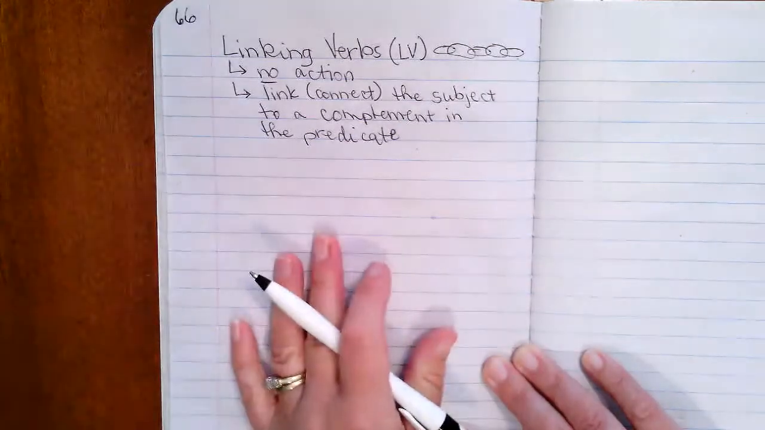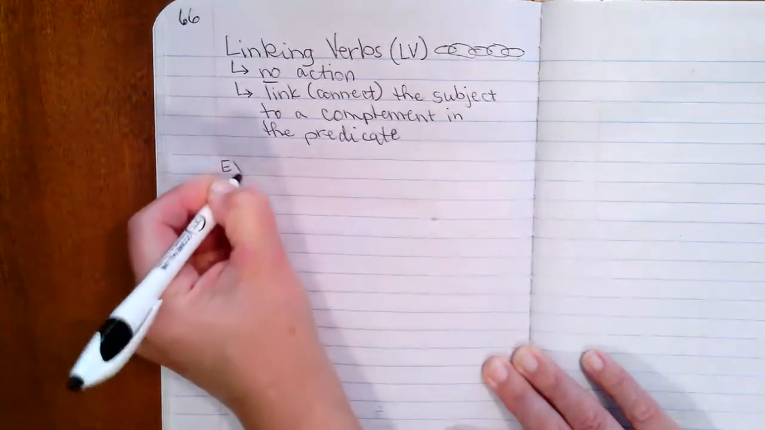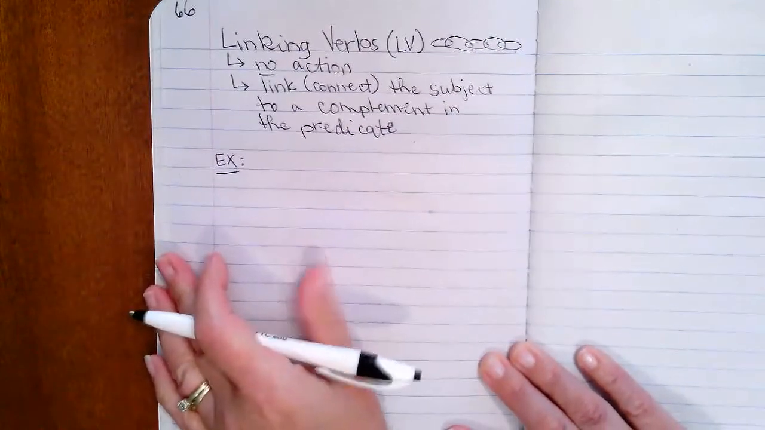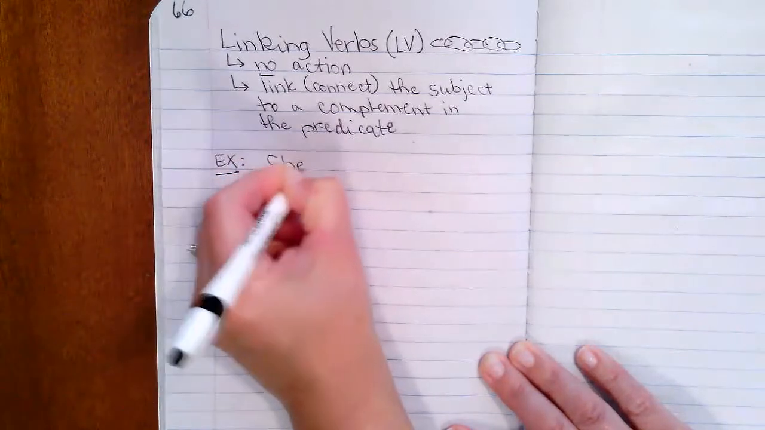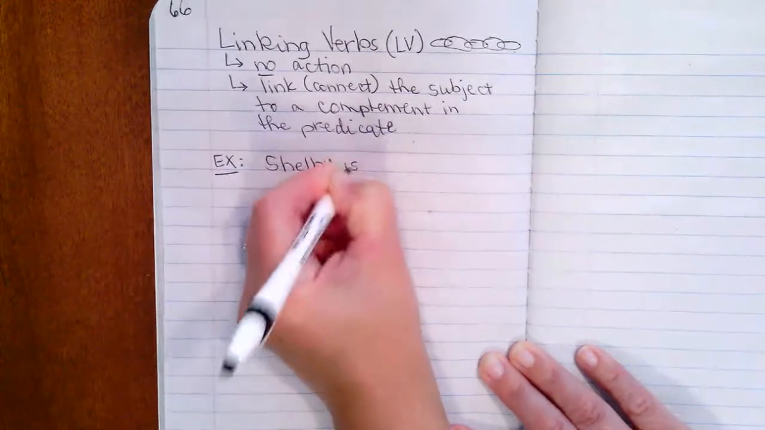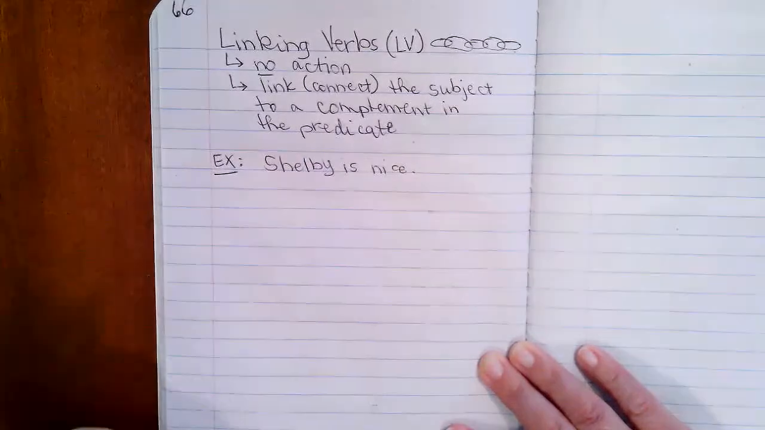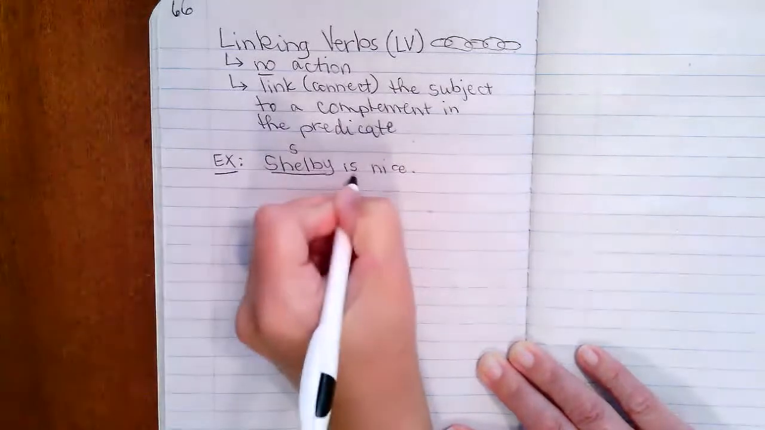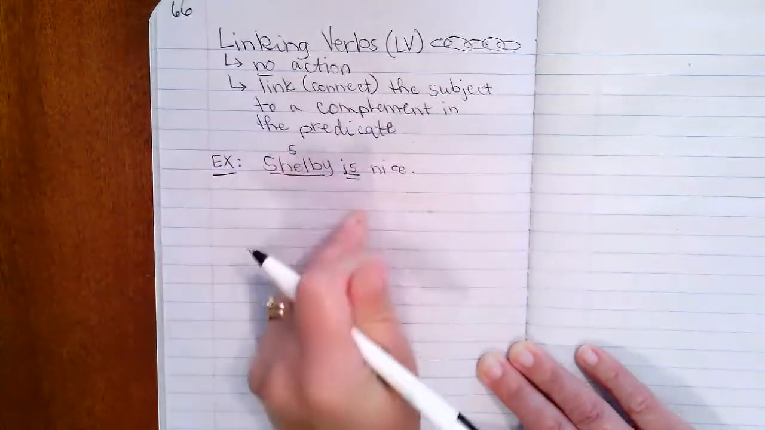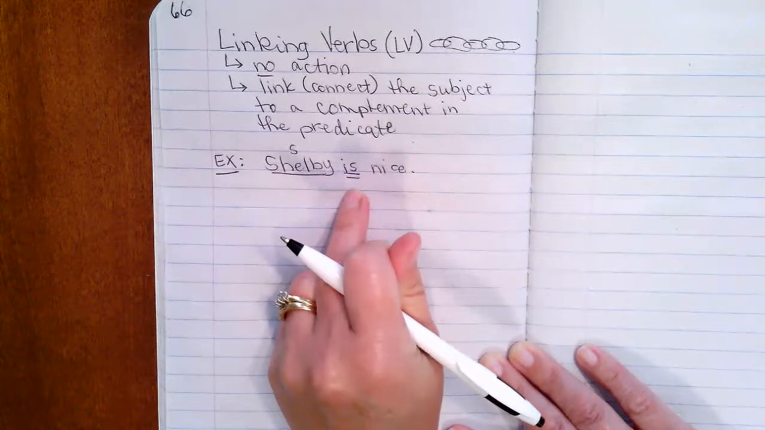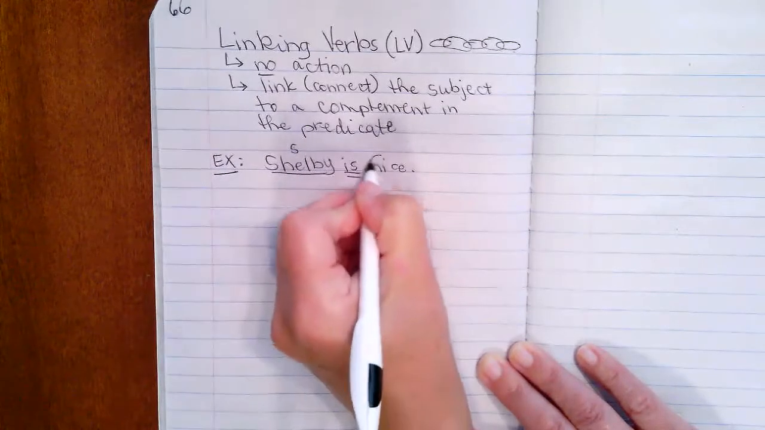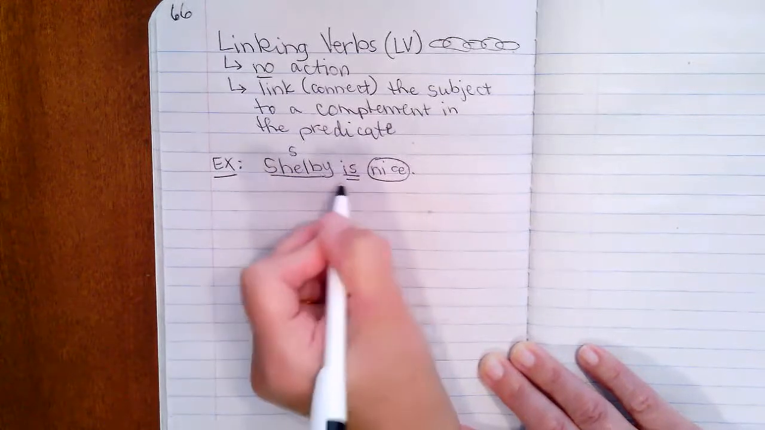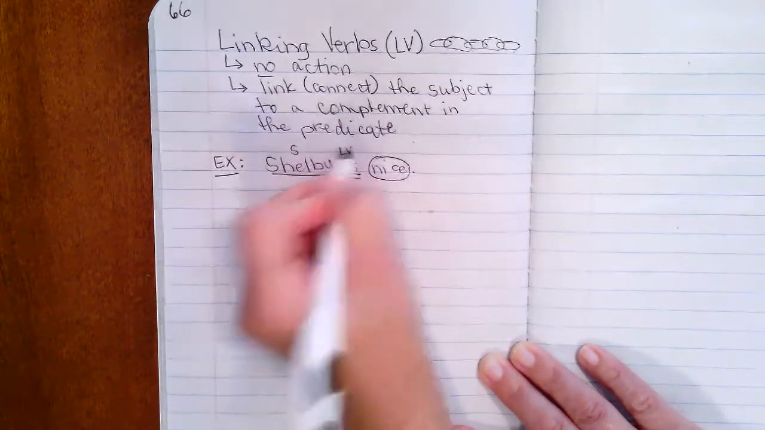Let me show you an example real quick. I'm going to keep the examples short and simple for our notes. Let's do a sentence about Shelby. Shelby is nice. Let's look at our parts of speech. Shelby is our subject. Is is our verb. We're just going to leave it like that for right now. And let's see, what is nice? Nice is an adjective, right? Well, this is a linking verb since this is what we're learning about.